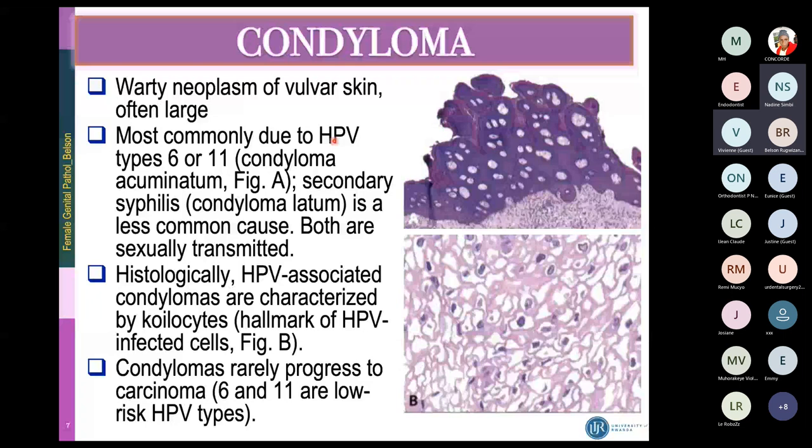So both, of course, are transmitted sexually. So histologically, HPV-associated condylomas have koilocytes. So we have white halos around the nuclei. So the condyloma rarely progresses to carcinoma because 6 and 11 serotypes are low risk HPV. And I explained that when it transforms into a carcinoma, it is because other HPV serotypes, the high risk ones, have come in. Otherwise, if the person remains with only these ones, it will not transform itself into a cancer.